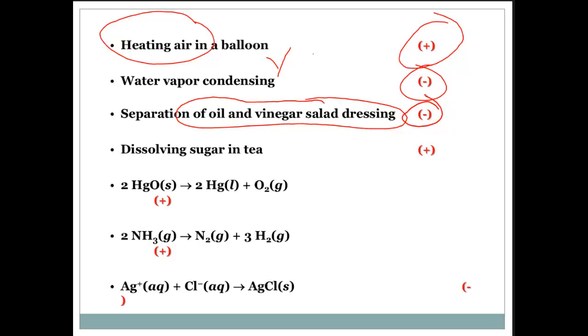Dissolving sugar in tea: the sugar is dispersing, it's becoming more disorganized. Remember, more disorganized is going to be positive. The more organized is going to be negative.